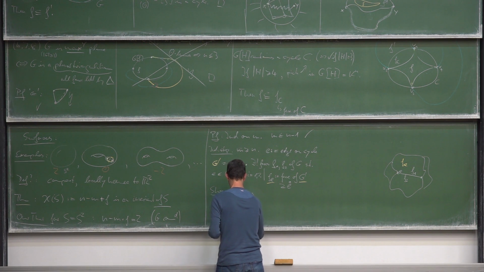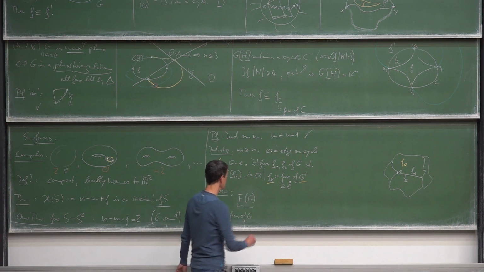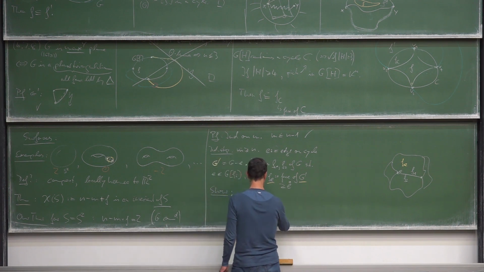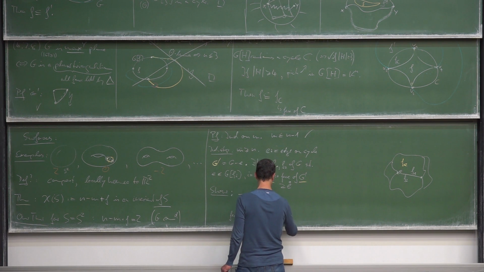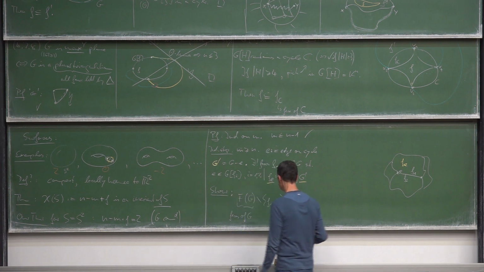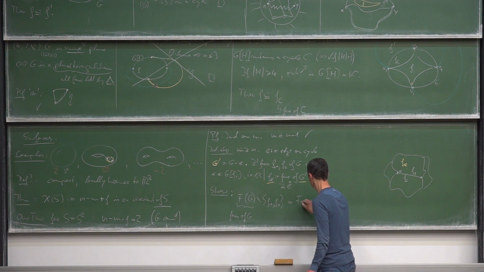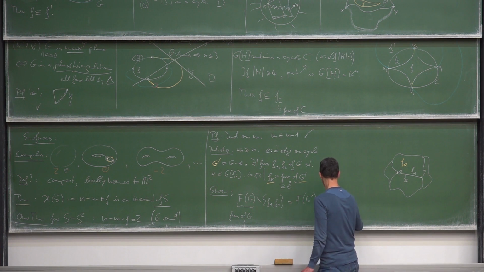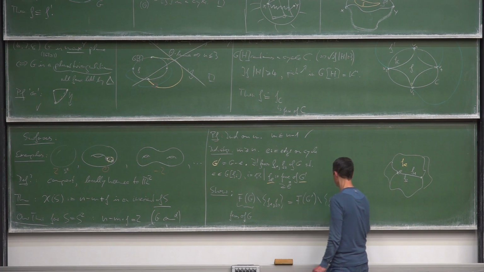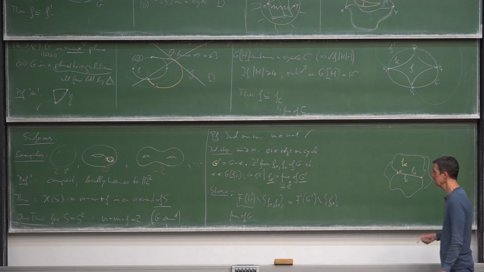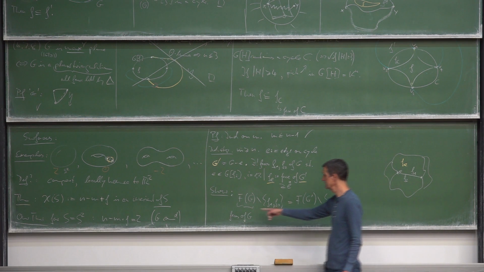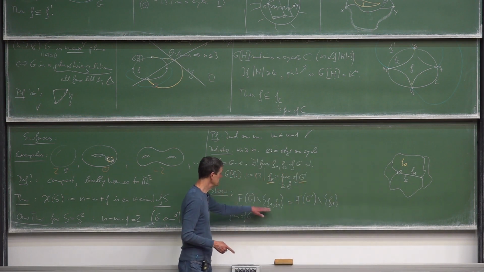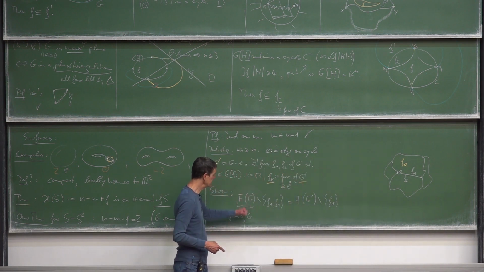That's the set of faces of G. F of G, except those two, without F1 and F2, is the same as F of G prime minus Fe. And once we have shown this, then we're done, because this is the set of all faces of G.